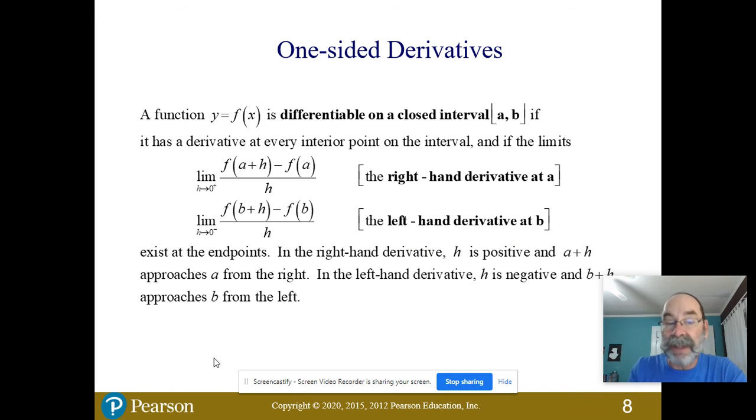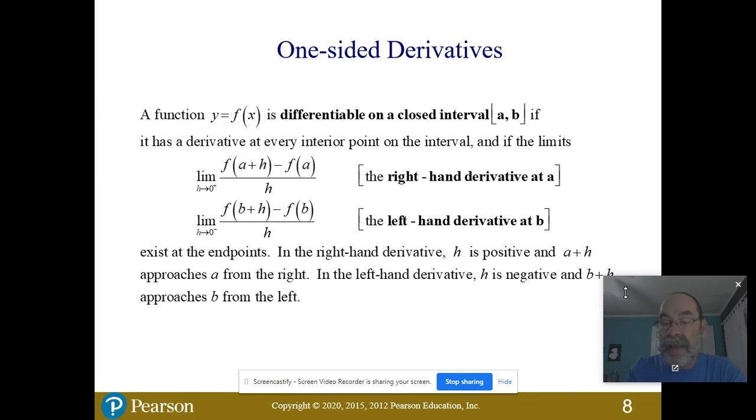Now, we also have one-sided derivatives. That means you have a point, what happens to the left of it, and what happens to the right. So what happens to the right is called a right-hand derivative at a. What happens on the left is called the left-hand derivative of a. Okay, so on the right-hand derivative, h is positive, so we've got a plus h.